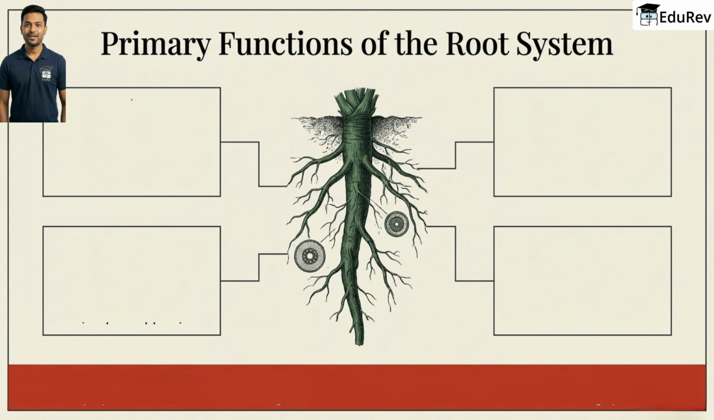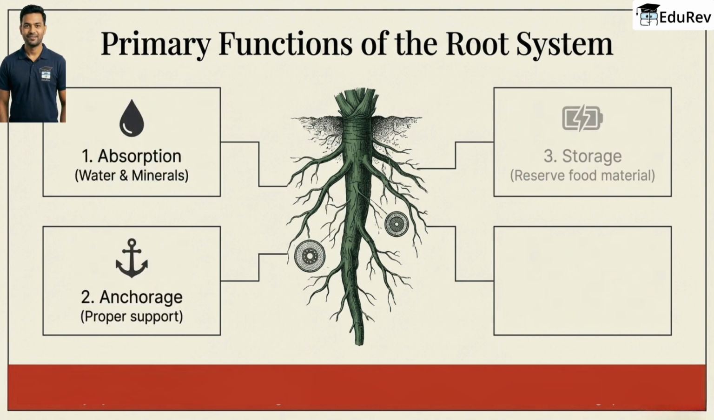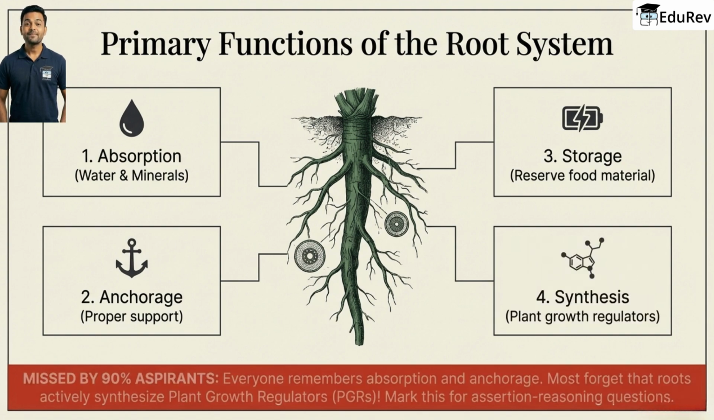The root system is built for four major jobs: absorption, anchorage, storage, and synthesis. Absorption brings in water and minerals. Anchorage keeps the plant stable. Storage holds reserve food. And synthesis reminds us that roots can also participate in producing plant growth regulators. That last one is a subtle but important exam point because many students stop at absorption and anchorage alone. The deeper understanding is that roots are not passive structures, they are active physiological organs.